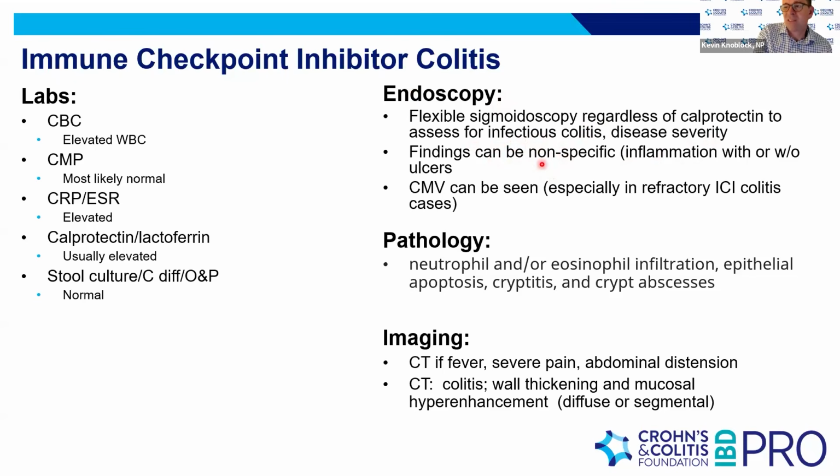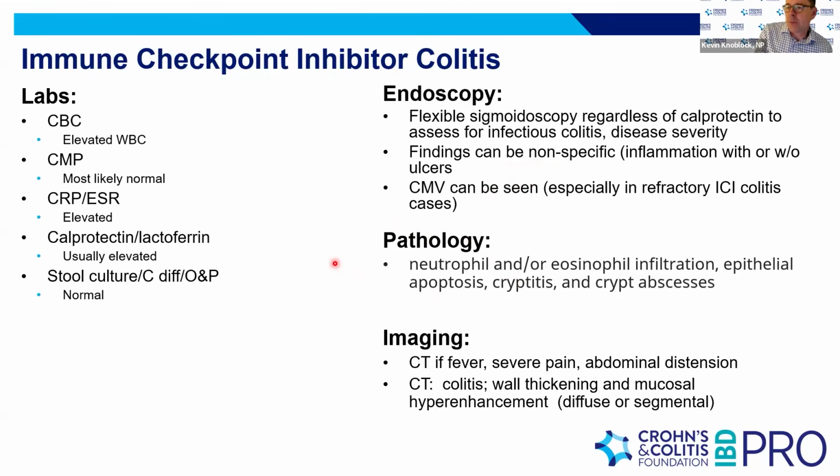Findings, though, can be non-specific. This could look like a really bad ulcerative colitis. We used to use high dose steroids in the day, but now we'll use your Remicades and infliximabs to really knock this inflammation down. CMV can also be seen in some cases. On pathology, the pathologist will tell you they're going to see a neutrophil and or eosinophilic infiltration, some epithelial apoptosis, cryptitis, and crypt abscesses. Again, you might not even need that pathology report. You know the picture because there's a very specific population. I just wanted to add it here because it really can mimic an ulcerative colitis, and we do use a lot of the same medication there.